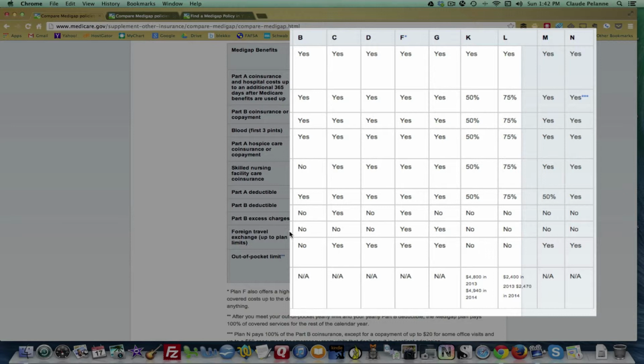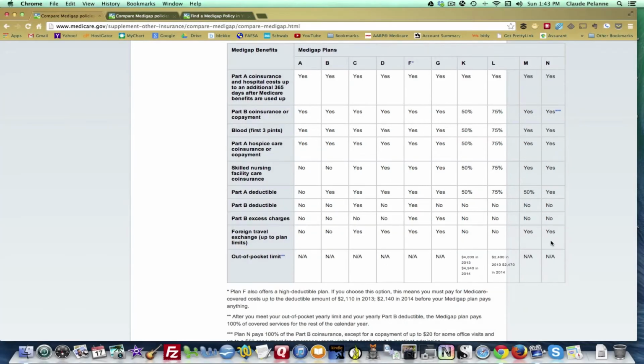Part B excess charges, as I explained before, Medicare only pays a certain set fee. Doctors can charge more than that set fee, but you're only liable for 15% above that charge. If you want excess fees covered, so you're not worrying about it, there are only 2 plans that will do that. Plan F and Plan G. Foreign travel, the only plans that offer foreign travel insurance are C, D, F, G, M, and N.